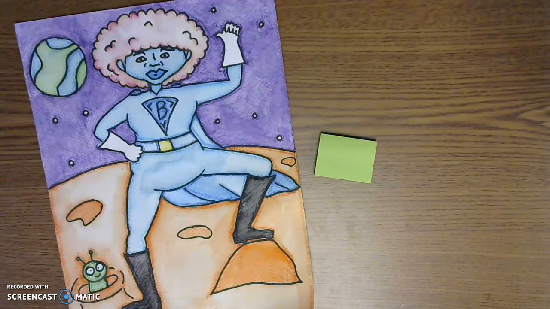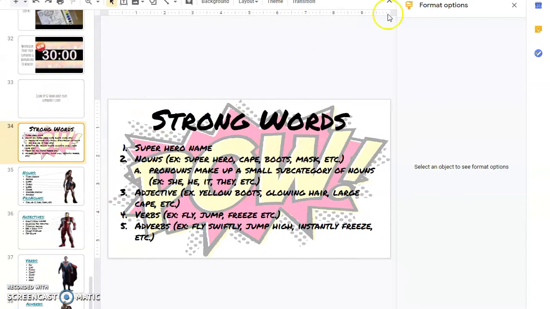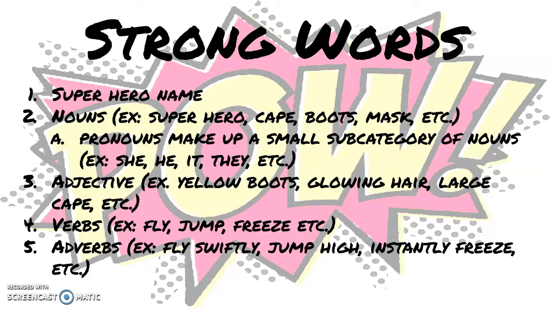So in order to pull out strong words from our picture, we need to talk about nouns, adjectives, verbs, and adverbs. So your superhero name for your superhero is a noun because that's a person, place, or thing. The costume that they wear, maybe their cape, boots, mask, etc., those are also nouns. Pronouns are the small subcategories like she, he, it, they.